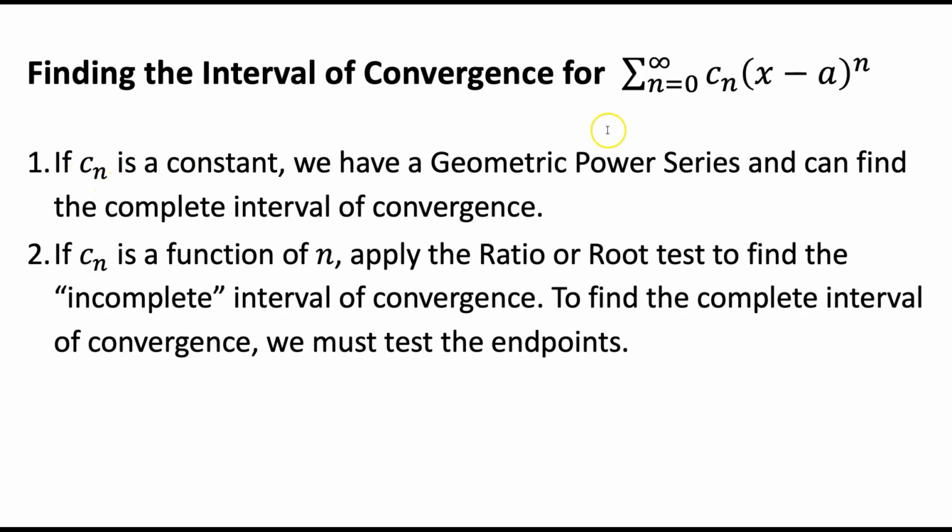If c sub n is a constant, so this part in front of x minus a to the n is just a number, we have a geometric power series and can find the complete interval of convergence. But if c sub n is a function of n, apply the ratio or root test to find the incomplete interval of convergence. To find the complete interval of convergence, we must test the endpoints.